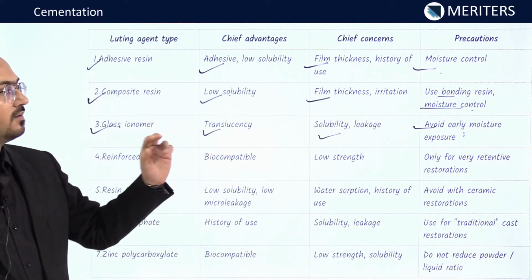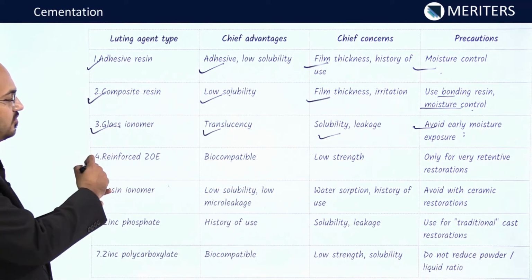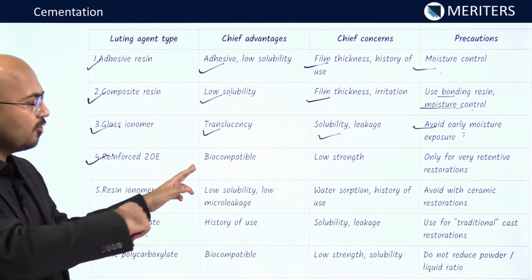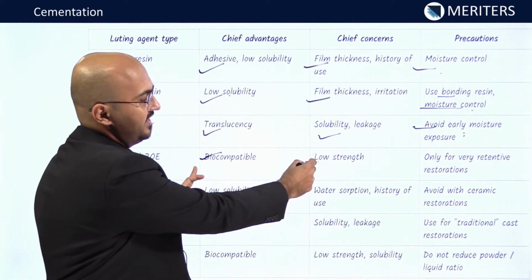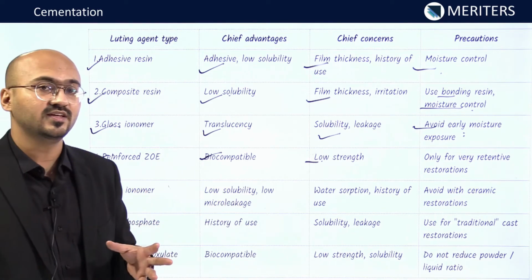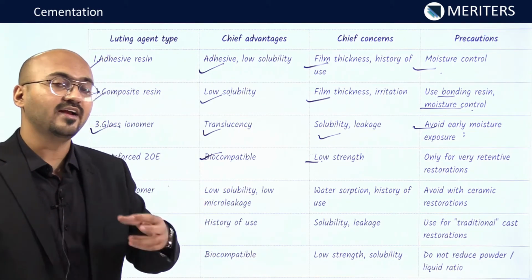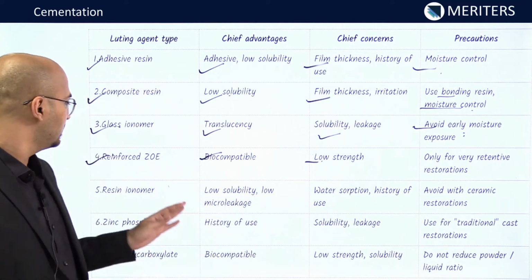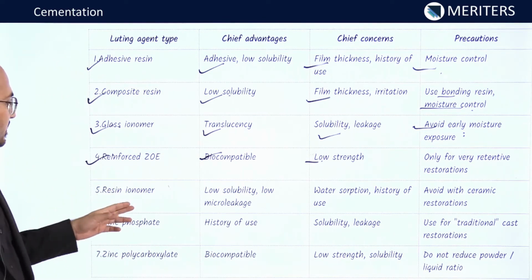Then reinforced zinc oxide cement, which is biocompatible but has low strength, and it is used only for very retentive restorations. So if your restoration is very retentive, you will not add another retentive cement to it. You can use reinforced zinc oxide eugenol cement.